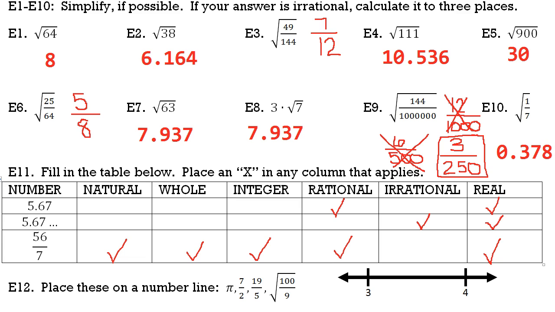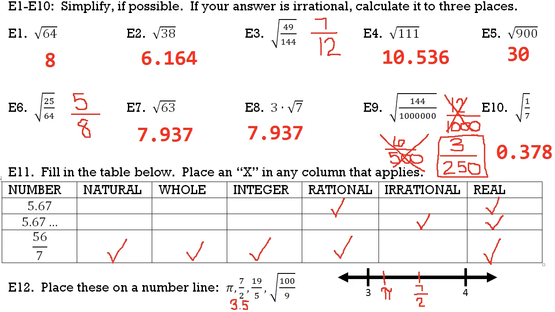All right, last but not least, place these on a number line. Hopefully you have an idea that pi is something in the ballpark of 3.14. Hopefully someone has told you that before. If not, then you could look it up on your calculator, but pi is going to go right about there. 7 divided by 2 is 3.5. So that means we need to put it as close to directly in between 3 and 4 as we can. I think right there would be just fine.